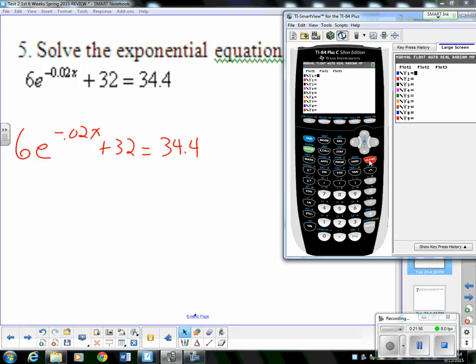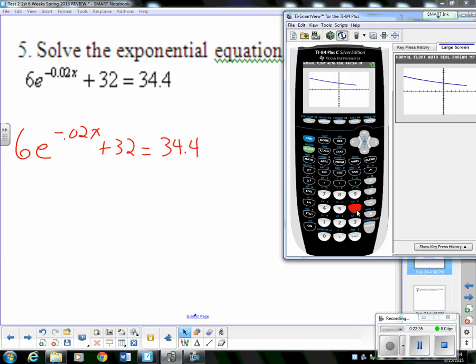again, put it in, set it equal to 0. So I have 6 raised to the negative 0.02x plus 32. And then I'm going to subtract 34.4. Graph it, see if we can physically see an intercept. Well, that one's going slow.